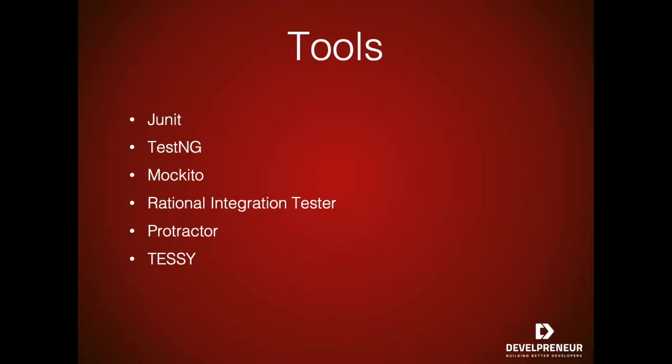For a more enterprise solution, we have Rational Integration Tester. IBM Rational Integration Tester is a scripting-free environment for developing tests for service-oriented architectures, messaging, and business process integration projects. Protractor. Protractor is an end-to-end test framework for Angular and AngularJS applications. Protractor runs tests against our application running in a real browser, interacting as a user would.